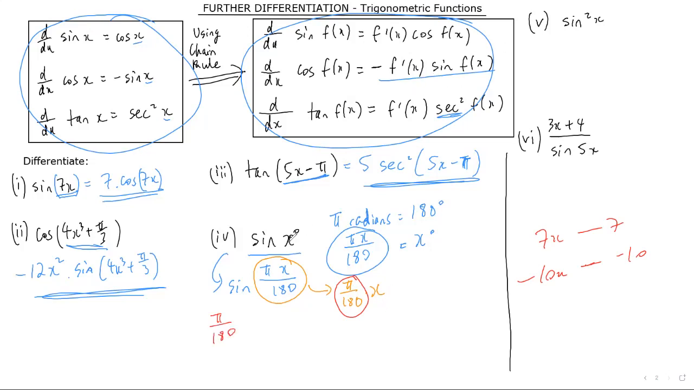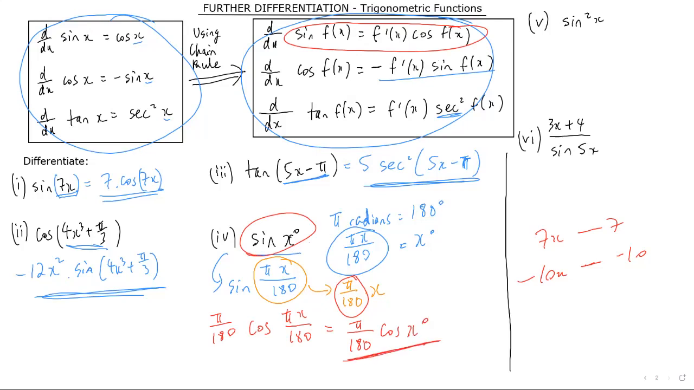And because we're doing sine, using this here, it should be cos of pi x over 180. Right? But we can now convert it back to degrees. So if I convert it back to degrees, it'll be pi over 180, and then it's cos x degrees. And that's our answer there.